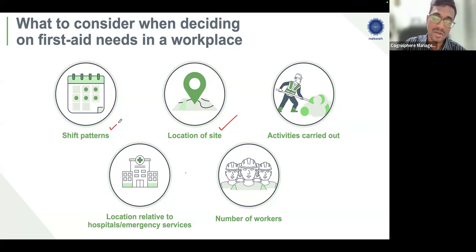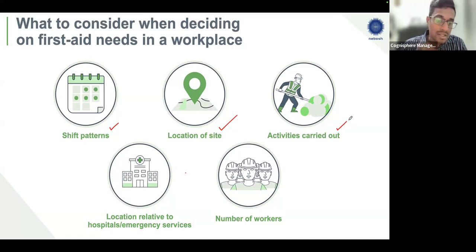Likewise, shift patterns, because your first aider should be available at all times people are at work. And then what are the activities carried out? Accordingly, the first aid equipment you should have. So if your workers are exposed to chemicals, then you will have to have eye wash stations. If there is any presence of insects, then your first aider should have advanced training where they can also provide first aid for insect bites.